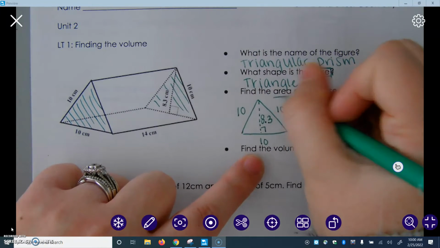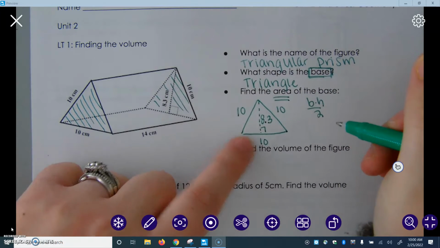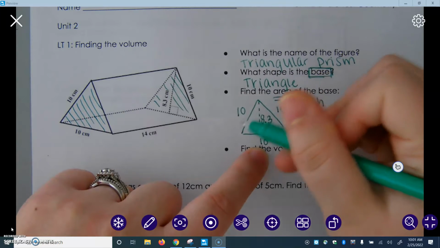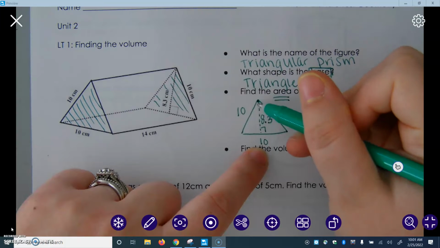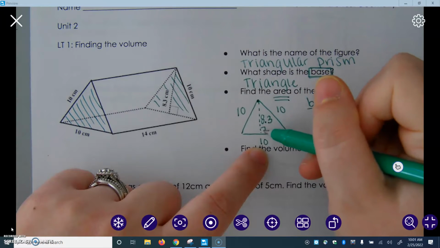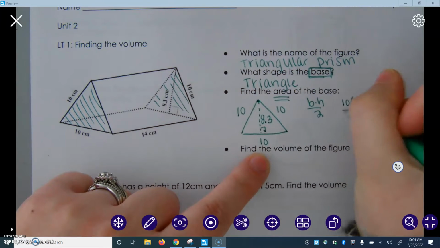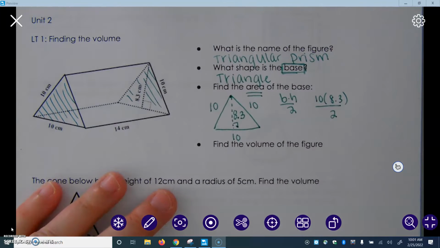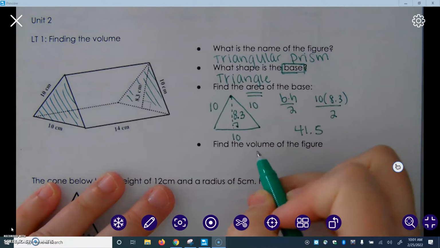So to find the area of a triangle is base times height divided by 2. The base is 10, the height is 8.3. These sides are not the height. The height has to go from the top straight down. The height and the base should always make a 90-degree angle. So 10 times 8.3 divided by 2. I'm just going to do that in the calculator real quick. And I got 41.5.